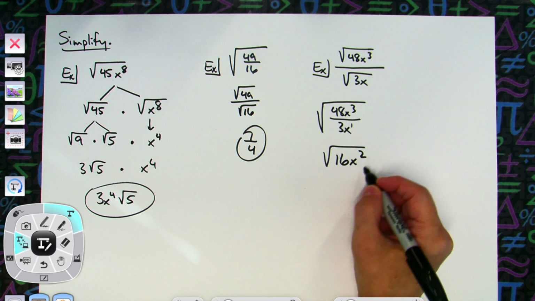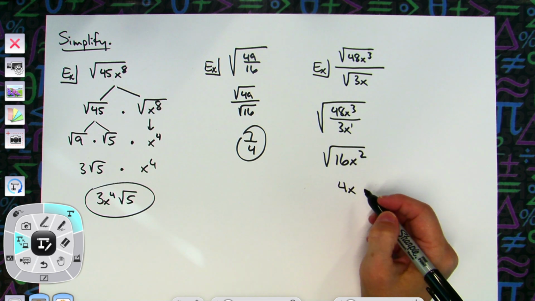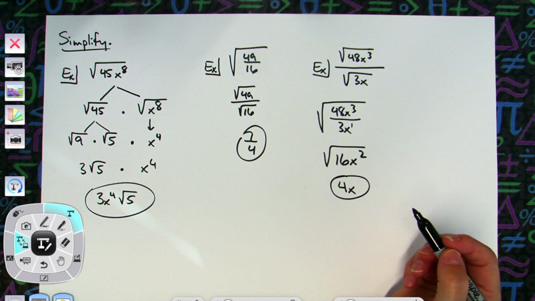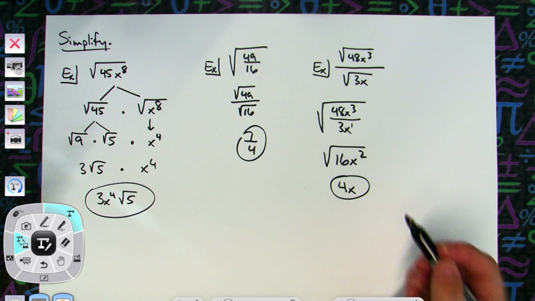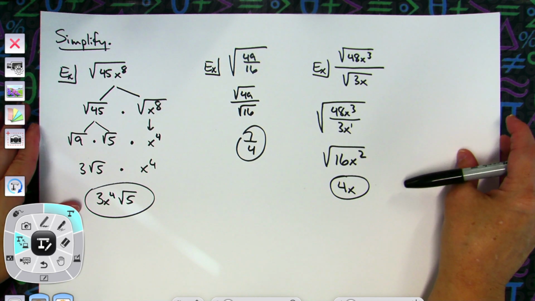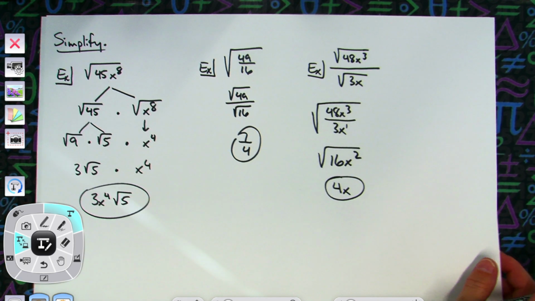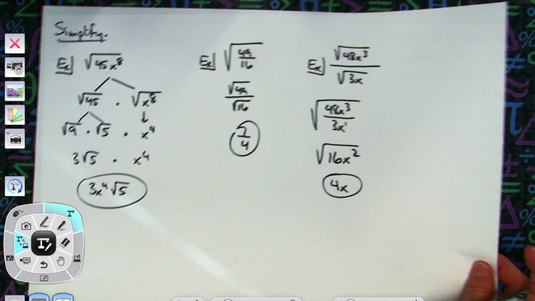Both of these now are perfect square roots, so we're going to have a 4x. So far, so good? Is that enough of those simplifying? All right, let's go on to adding and subtracting. Because you have to simplify, you have to add or subtract, and I think you're even going to have to do some multiplying on this.